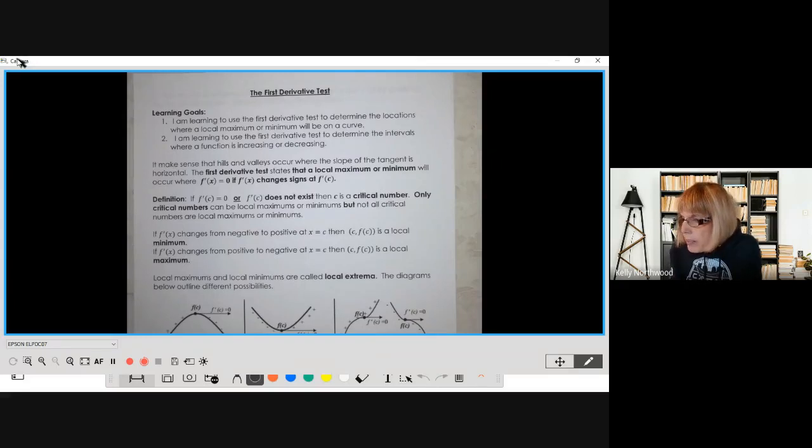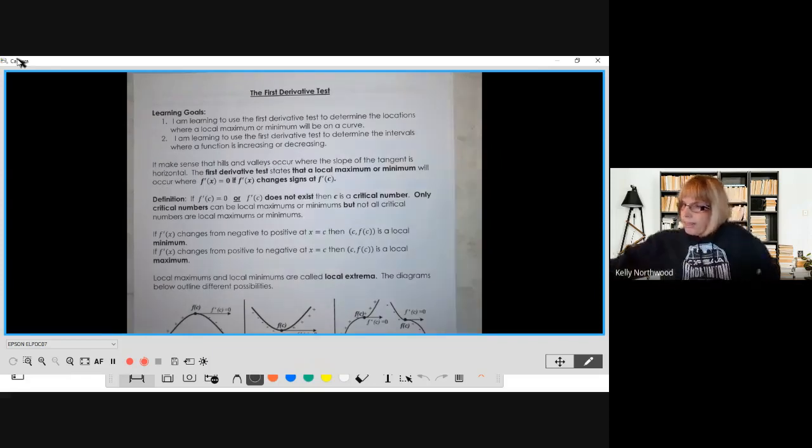Okay, so it makes sense that hills and valleys, a hill being a maximum and a valley being a minimum, sometimes they call the hills peaks and valleys, depending on the textbook, occur where the slope of the tangent is horizontal or equal to 0. The first derivative test states that a local maximum or minimum will occur where f prime at x is equal to 0 if the derivative changes sign, so from positive to negative or from negative to positive.